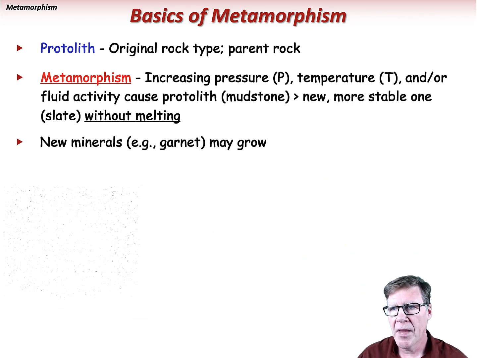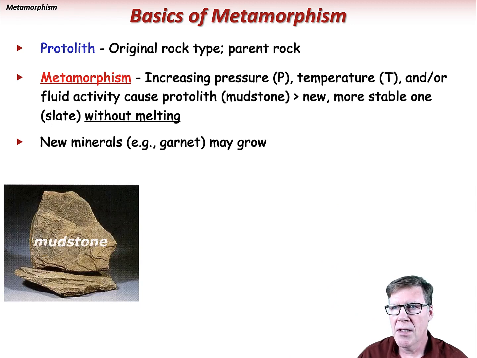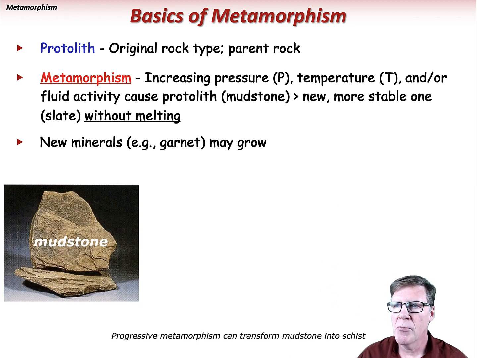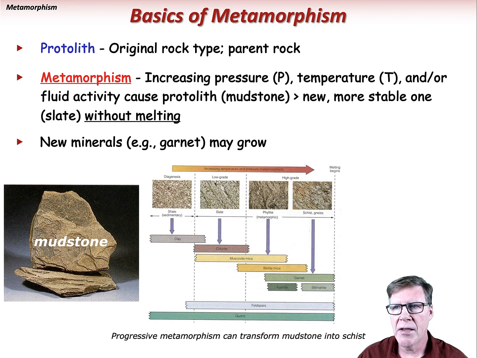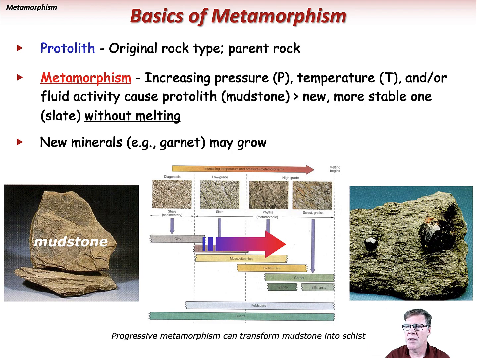For example, as a mudstone protolith experiences progressively higher pressures and temperatures, mineral crystals may grow larger and the platy minerals will become more well aligned. New minerals like muscovite, biotite, and garnet may form. Thus, a mudstone sedimentary protolith can be transformed into a totally different metamorphic rock, like this garnet-bearing schist.